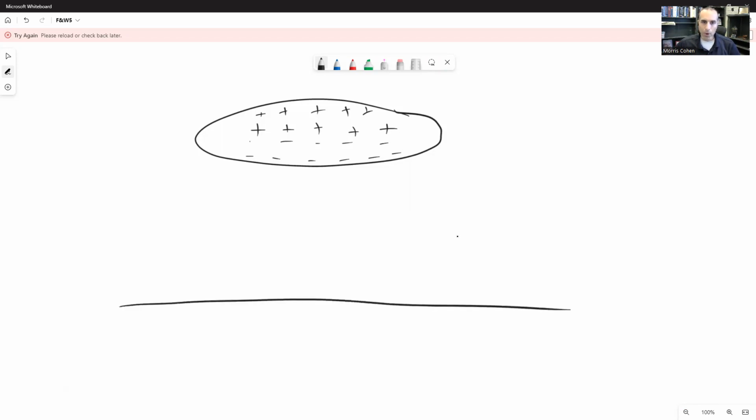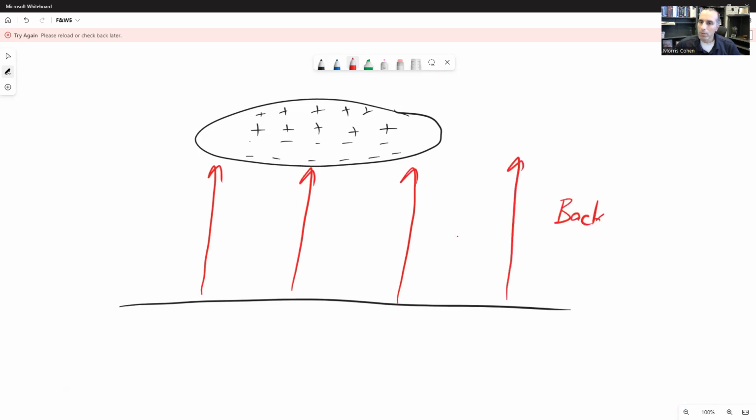And so now you've got the ground, and the negatives are closer to the ground than the positives. So you're going to get an electric field typically from the ground going back up to the cloud. And this is what we might call our background electric field. As the charge separates in the cloud, you get this building up of this background electric field.